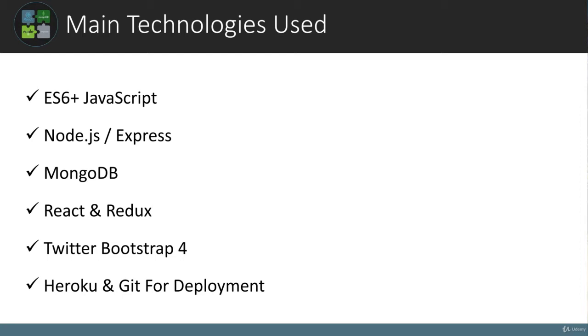All right, so let's look at some of the technologies that we'll be using. We'll be using a lot of ES6 plus JavaScript, including arrow functions, destructuring, higher order array methods, and so on. Of course, Node.js and Express for our backend server and our API, MongoDB for our database, React for our front end framework, Redux for application state. We'll be using Bootstrap 4 for the UI, and we'll be using Heroku and Git for deployment.